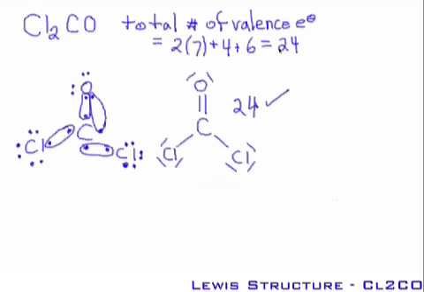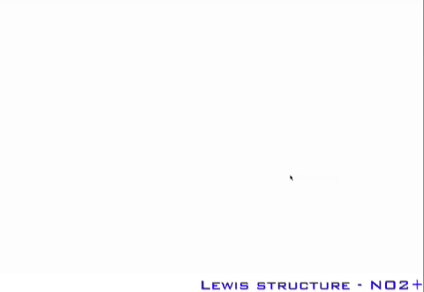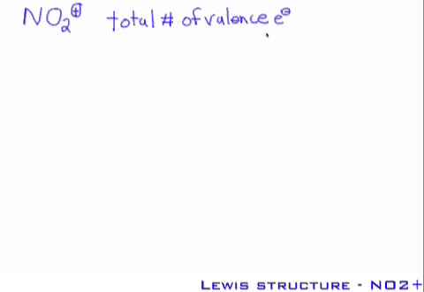All right. Now let's try this again with a different molecule, this time one that has a charge, and do the same thing. So I'm going to give you the molecule NO2 plus. Okay, so what do I get if I add up the total number of valence electrons?